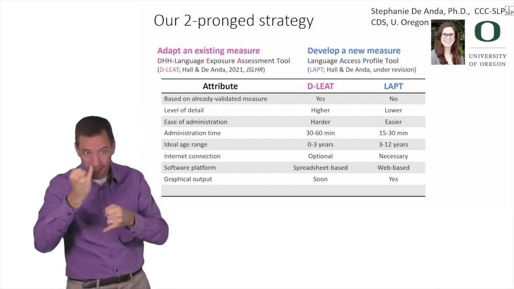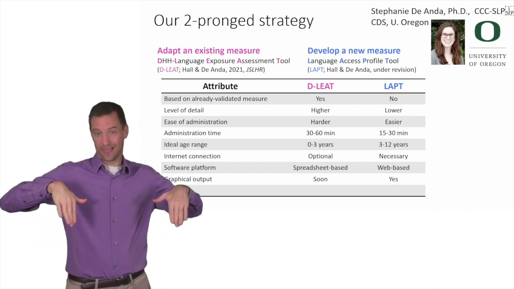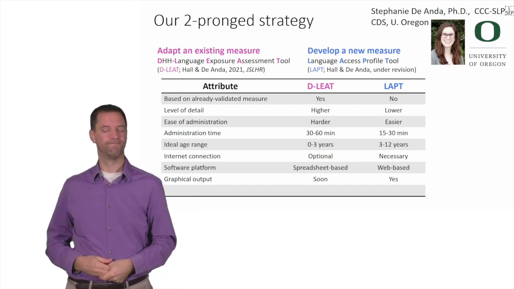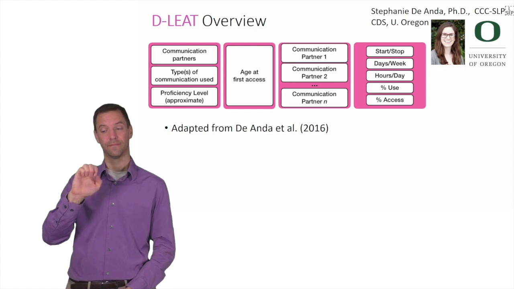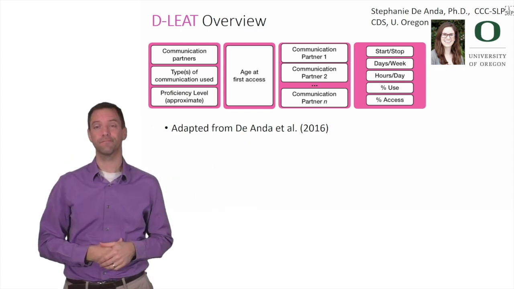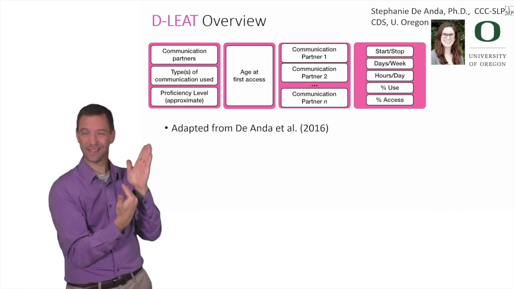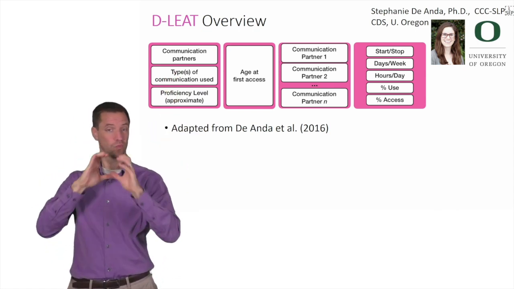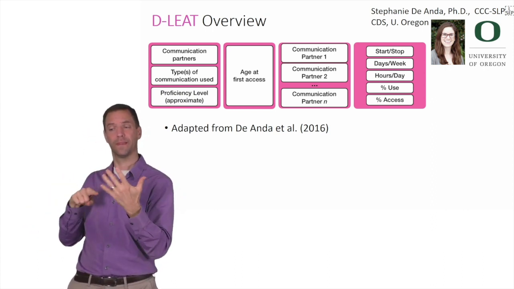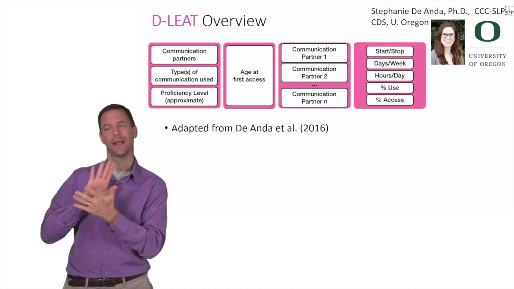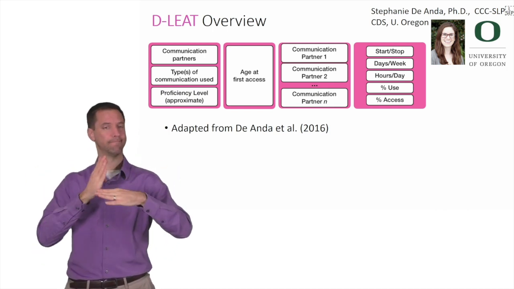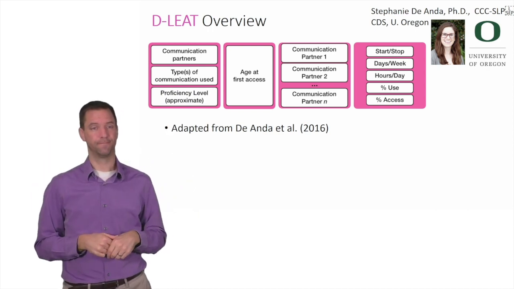In terms of the graphical output at the end of the interview, it is not yet available in the D-LEAT. We are planning to add it soon. It is already built into the LAPT. So here is the basic overview of the D-LEAT procedure. The first thing you do is list the child's primary communication partners, and then figure out what kind of communication they typically use, and document their approximate proficiency level, just at a low, medium, or high scale.